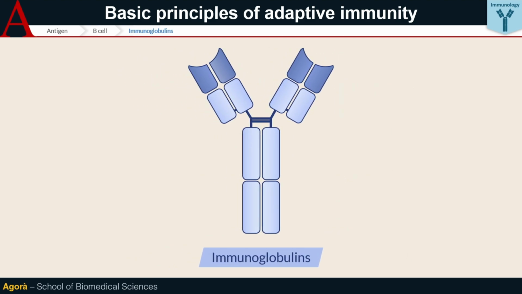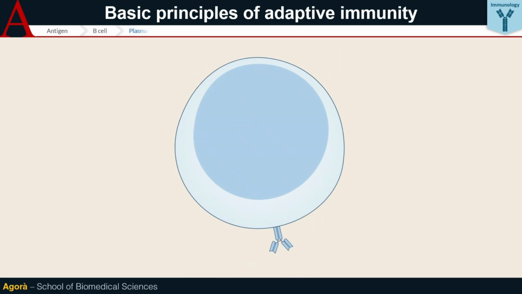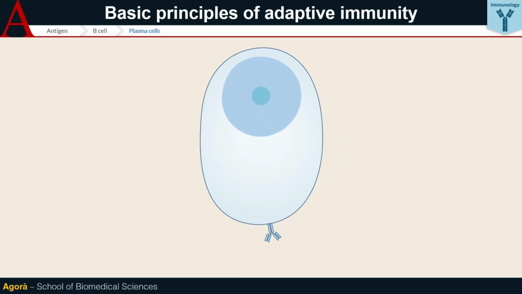The variable regions have the antigen binding site at their end. Therefore, each antibody has 2 antigen binding sites, one for each variable region. The constant region of the BCR, on the other hand, faces the cytoplasm and activates the lymphocyte signal transduction after the antigen binding. Once the B lymphocyte becomes the effector, it turns into a plasma cell.